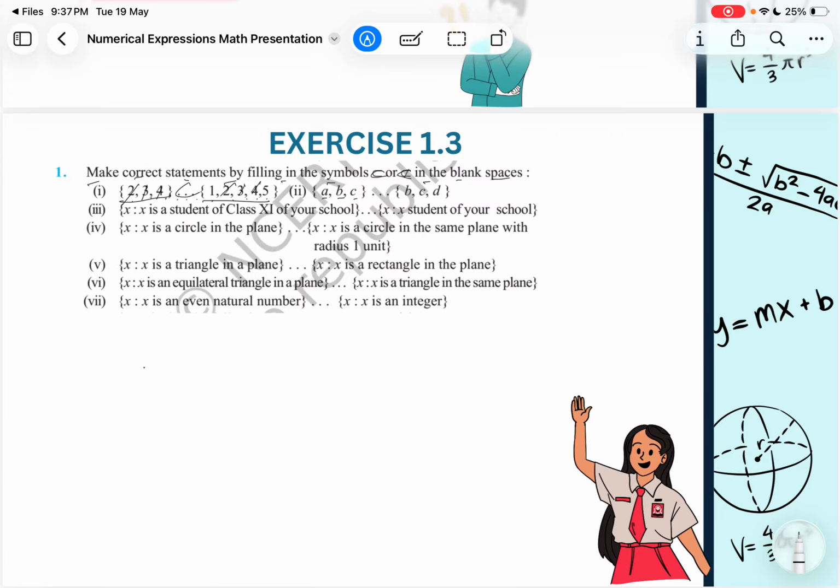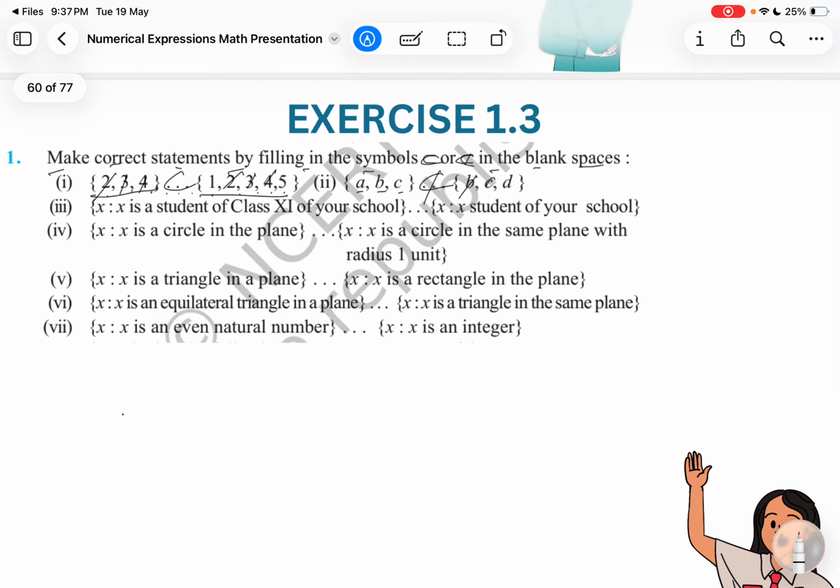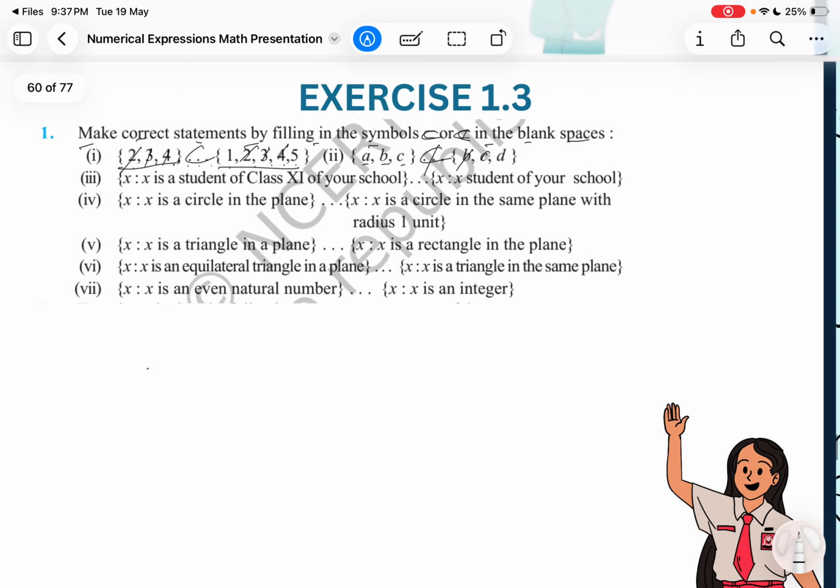Now here A, B, C. A is not there, B and C is there, so this is not a subset. Let me just zoom it. So this is not a subset.